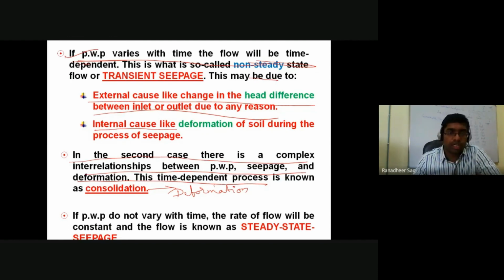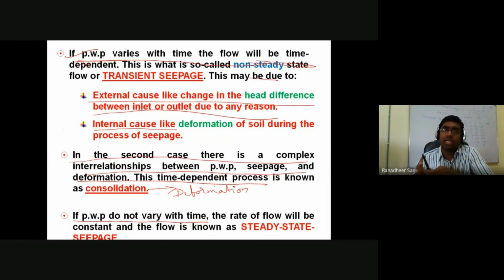Next unit, in fact. In case the pore water pressure we are looking at does not vary with time, then the rate of flow, the amount of flow that happens from upstream to downstream, is going to remain constant at any point of time for every interval of time.